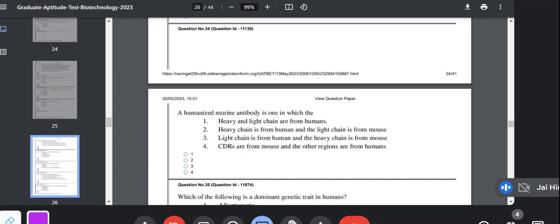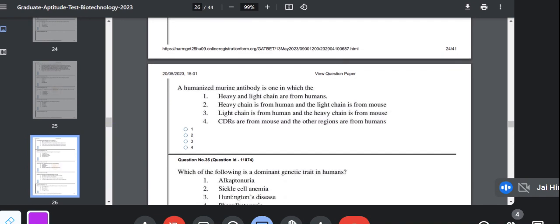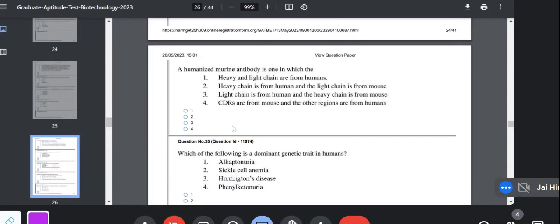Okay, so in this one the framework region is there in the variable region. There we will do the mutation of the human antibody, and then we will get the antibodies. So that is produced, that is non-human antibodies, humanized murine antibody, in which heavy and light chain both are same, but the CDR is a little different. That is produced outside. So the probable answer will be the four.